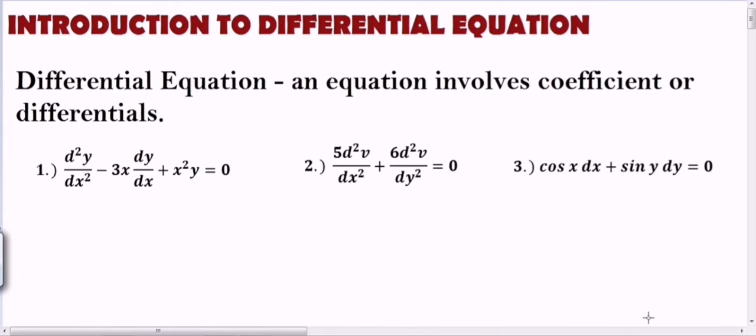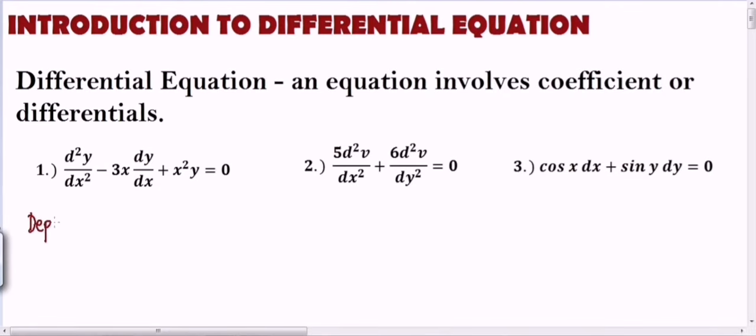So, ang gagawin nyo guys to know the independent and dependent variable of a given differential equation, titignan nyo muna yung derivative niya at saka yung variable na ginamit doon sa derivative. Okay, let's have the first example. So, d squared y over dx squared, ibig sabihin nito guys is the second derivative, minus 3x dy over dx plus x squared y is equal to 0.